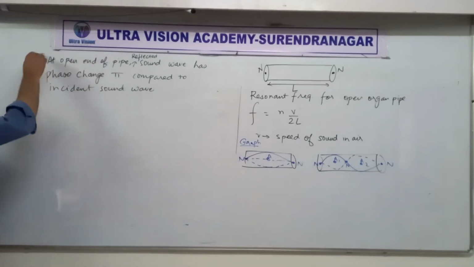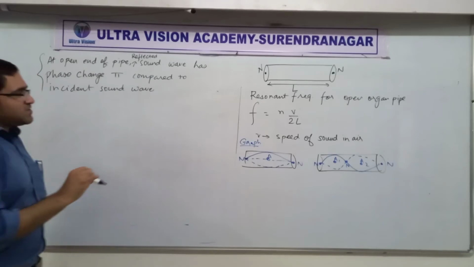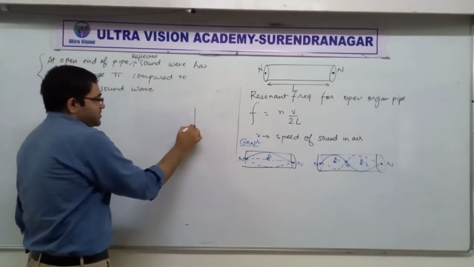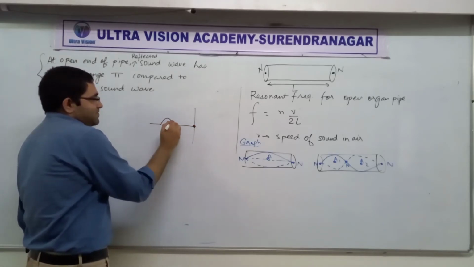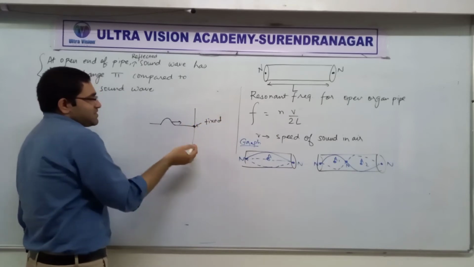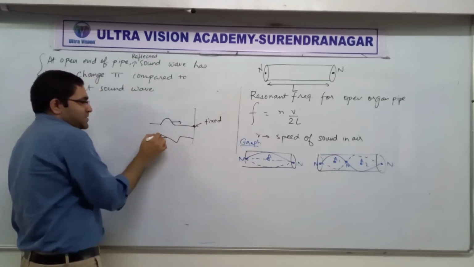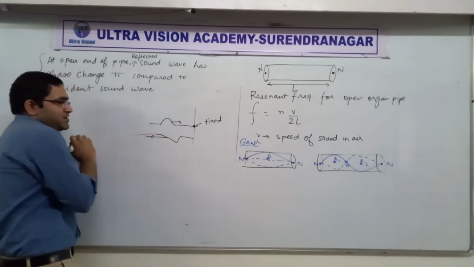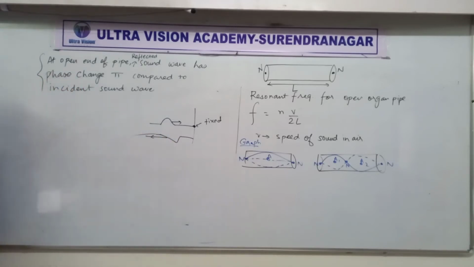So what have we written? This is same as what we wrote for a string. Do you remember that when an incident wave arrives at a string and this point is fixed, then when it goes back after reflection, it will go like this? Do you remember that, everyone? It will go inverted, right? That is, there will be a phase change of pi.